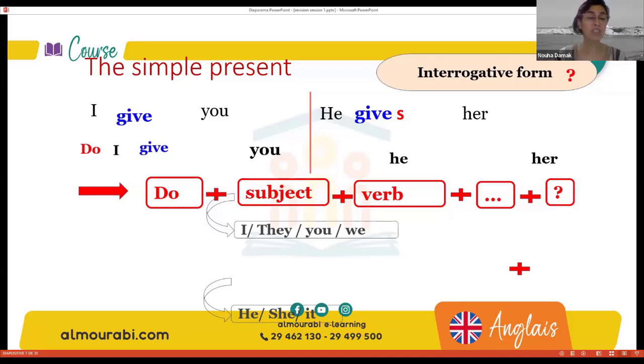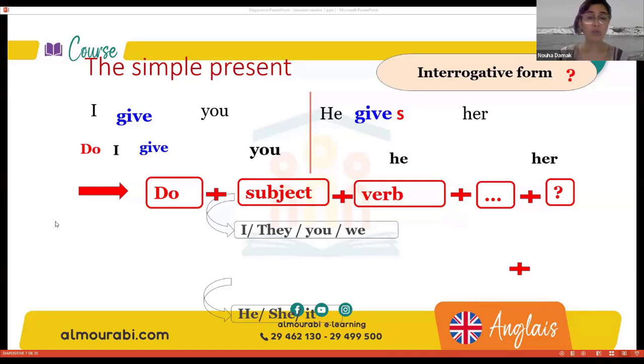Okay? And imagine, if we are going to put the WH word, where are we going to put it? If we are going to say, for example, or to ask about the thing, what, okay? Where are we going to put it? What do I give you? Don't forget the question mark, Yusuf. Thank you for the answer. Yes. What do I give you? Okay? Or when? Or why do I give you?